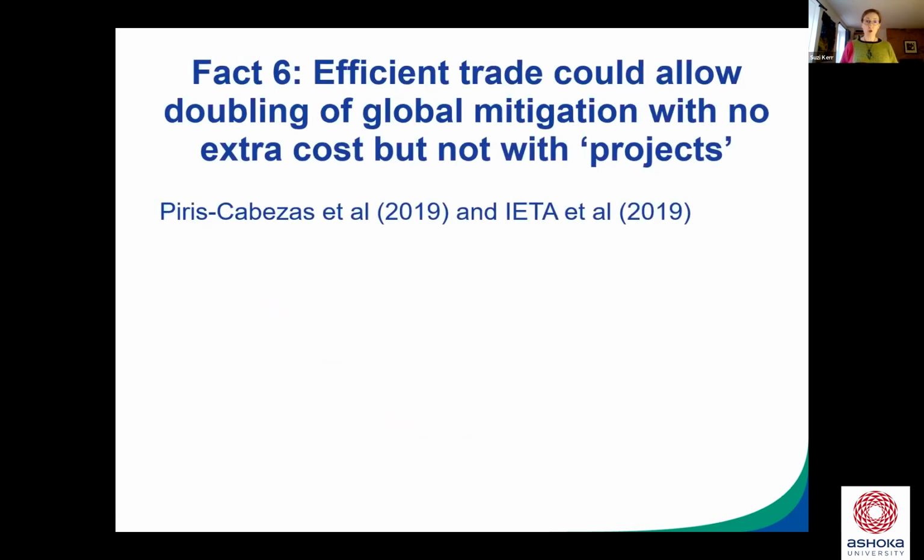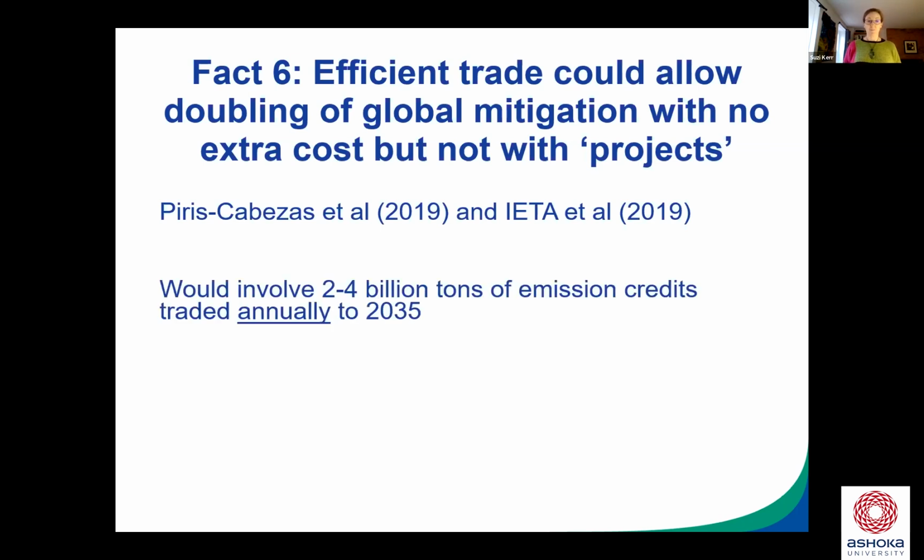So there is modelling that shows that if we could have these sorts of transfers in an efficient way, we could potentially double global mitigation with no extra cost. But we can't do that with projects, which is the way so much of these international trades have been done so far through things like the Clean Development Mechanism. It's too high in transactions cost, too low in integrity, and it just doesn't scale.